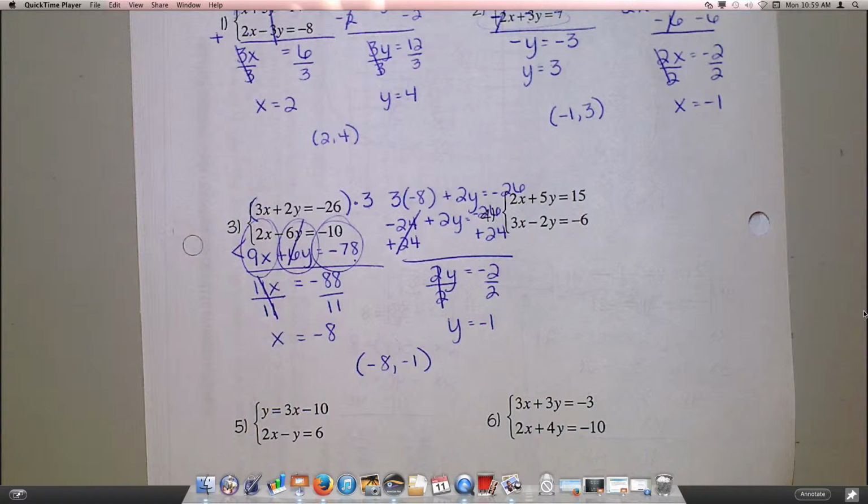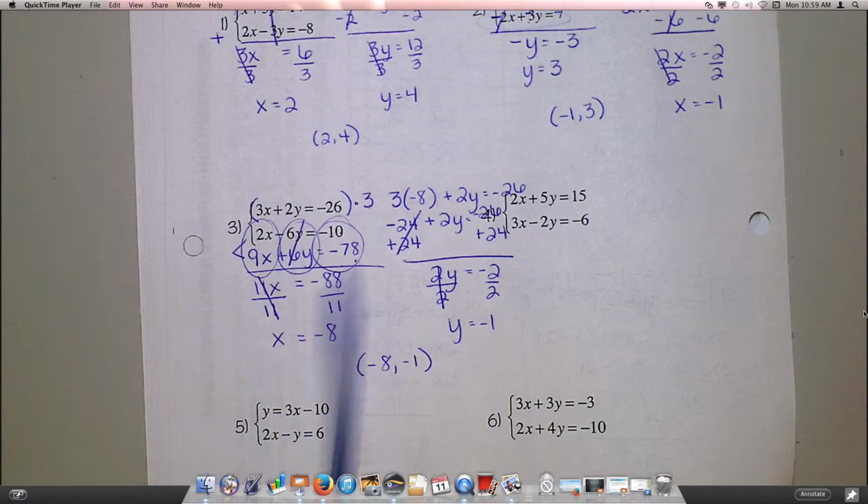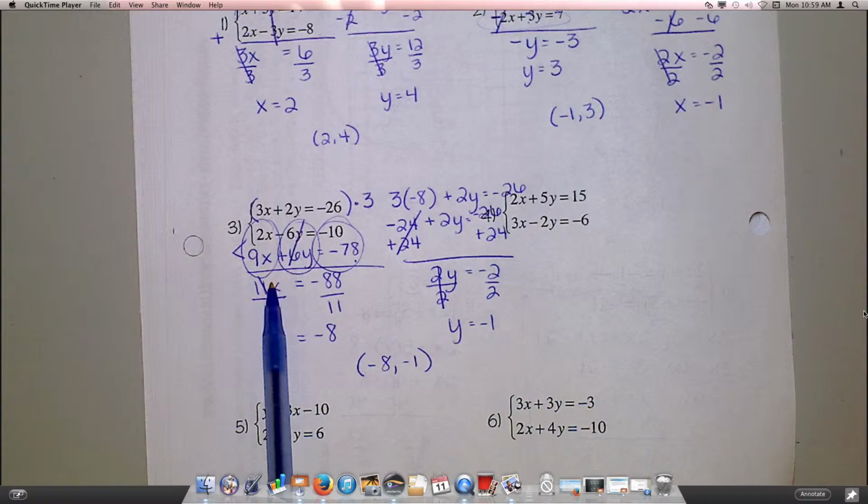Most of the time that you're doing these, this is the type of situation you're going to be in, where you have to multiply one equation by something.